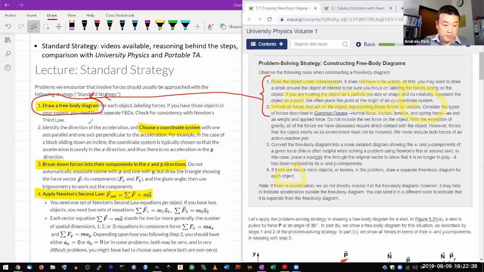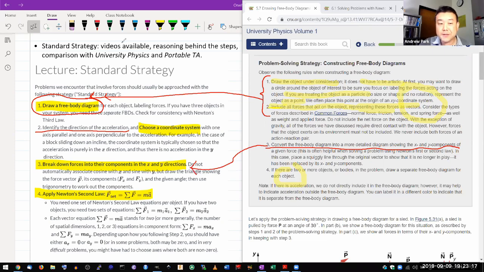And what we give you as step number 2, it might look like in your textbook, there's no step number 2. This is something that we are kind of pulling out from a step that is given in the textbook. So the textbook says, convert the free body diagram into a more detailed diagram showing the X and Y components, which corresponds to our step number 3, break down forces into their components.